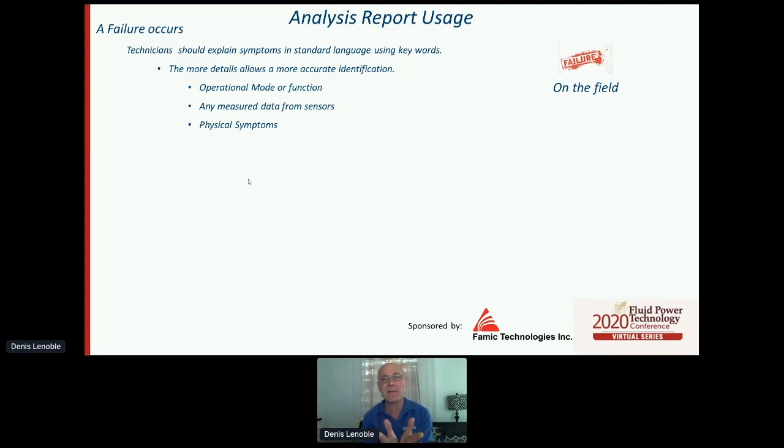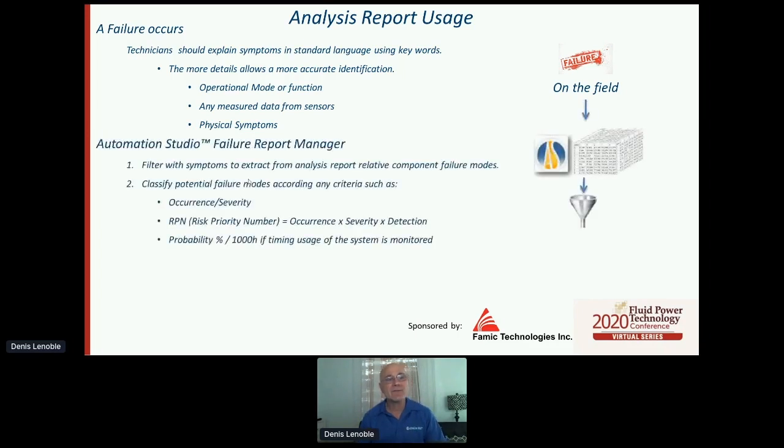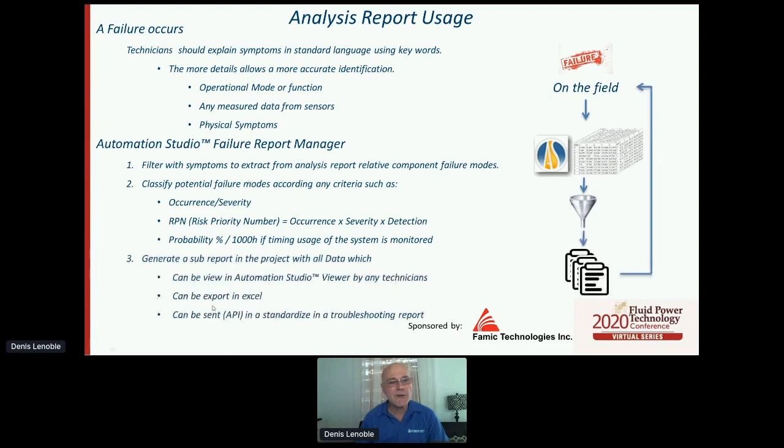As soon as they have described this, you can talk about Automation Studio Failure Report Manager. It is going to take this symptom, explain it if it is not done in the standardized language, in order to filter and select all the system failure modes that can be concerned by the symptom they have encountered in the field. As soon as it is done, it can generate a sub-report of the massive report done during the analysis and send it back to the field.